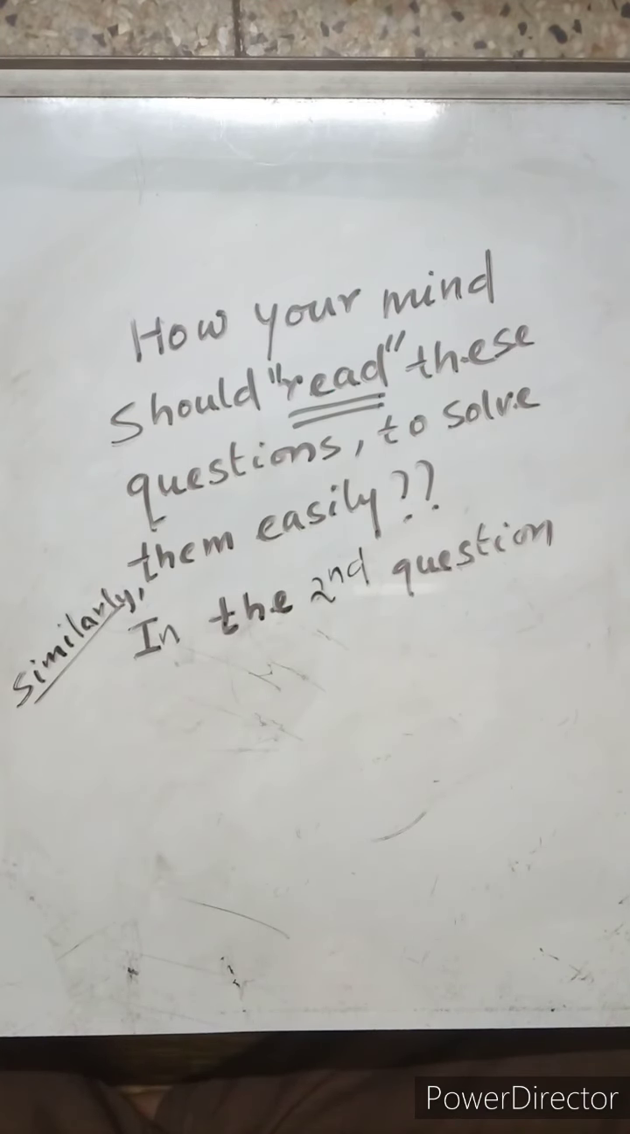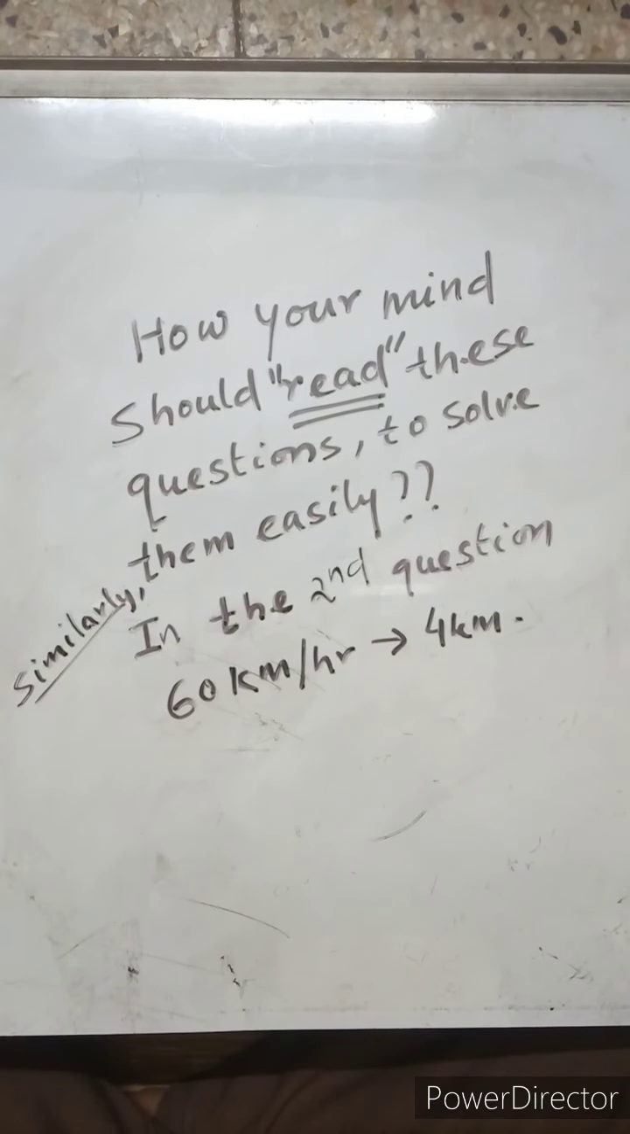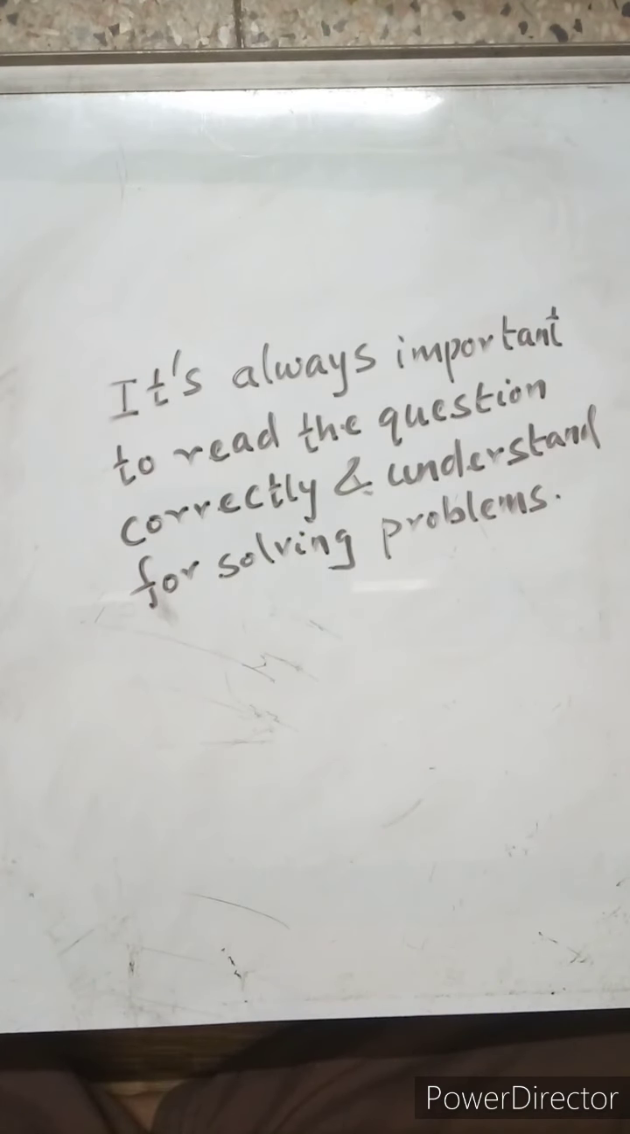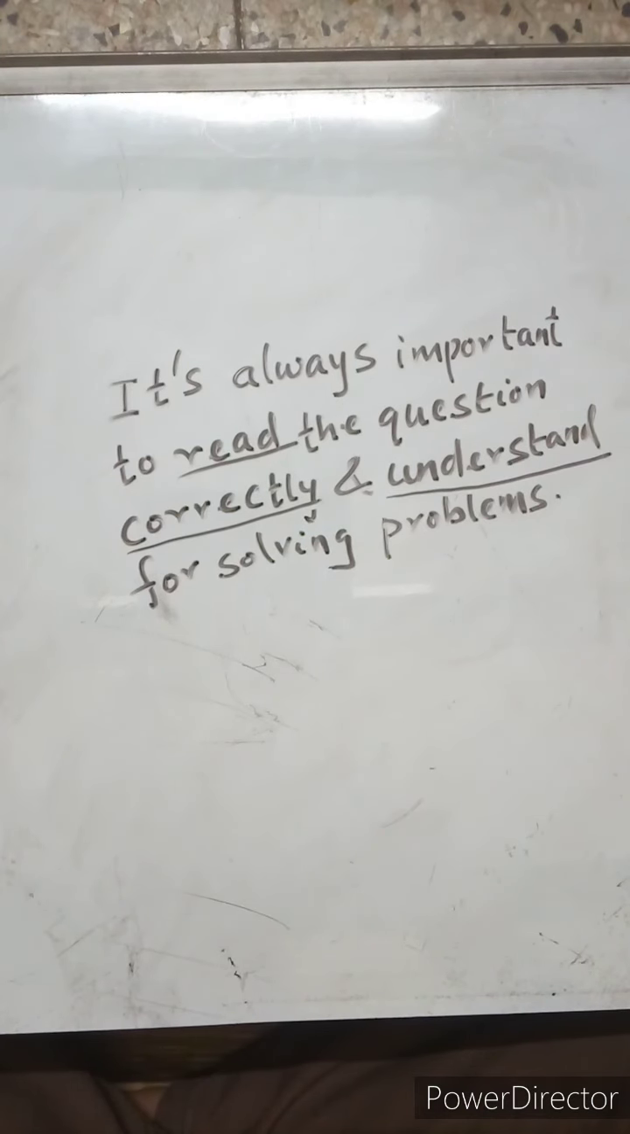Similarly, you can consider the first part of the second question. We are discussing how to read the questions. 60 kilometers per hour, it's going 4 kilometers. So 60 kilometers it can travel in 1 hour, so 1 kilometer it will take 1 by 60 hours, so 4 kilometers it will obviously take 4 by 60 hours. So it's always important to read the questions correctly and understand them for solving the problems. You have to read it correctly, and then you can understand it in a better way for solving.